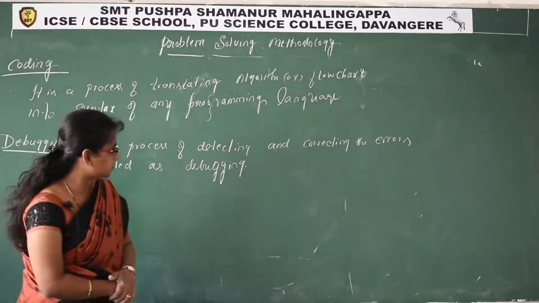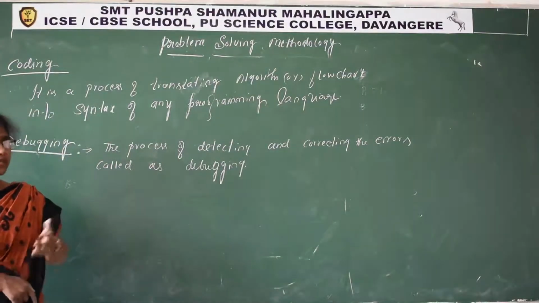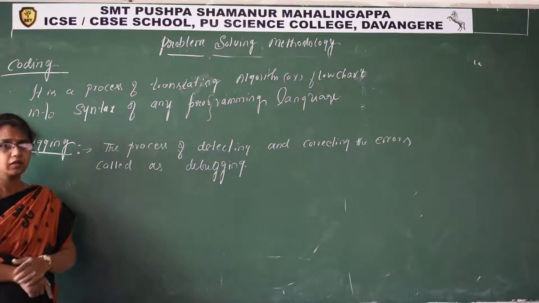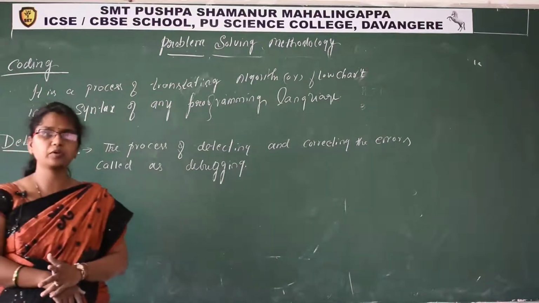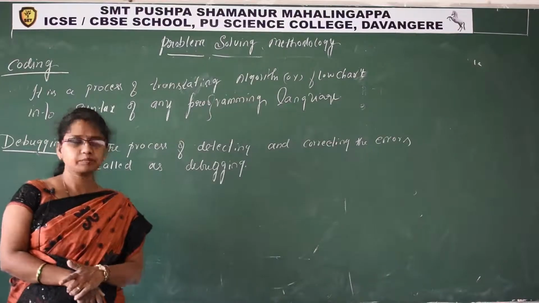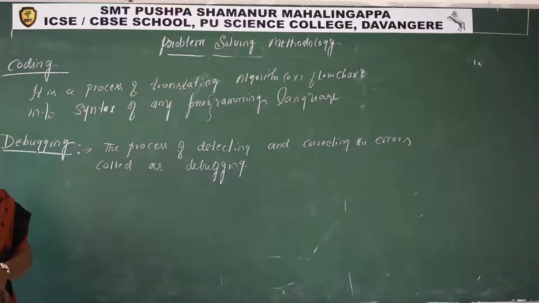So logical errors will not be displayed on the screen. By seeing the output we have to understand whether it is correct; if yes, the program is right. If there is any mistake in the output, then a logical error might be there. And one more, semantic error. Semantic error is nothing but a wrong usage of logic.